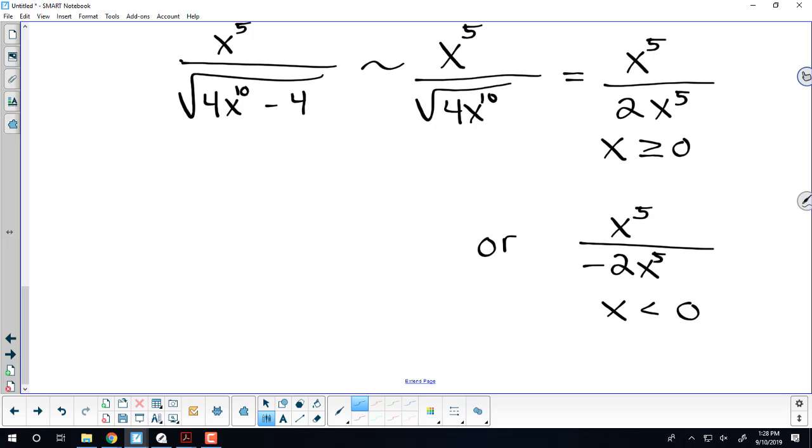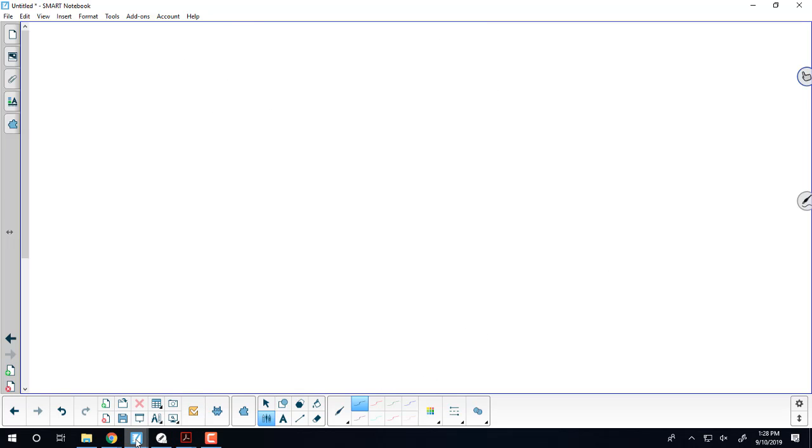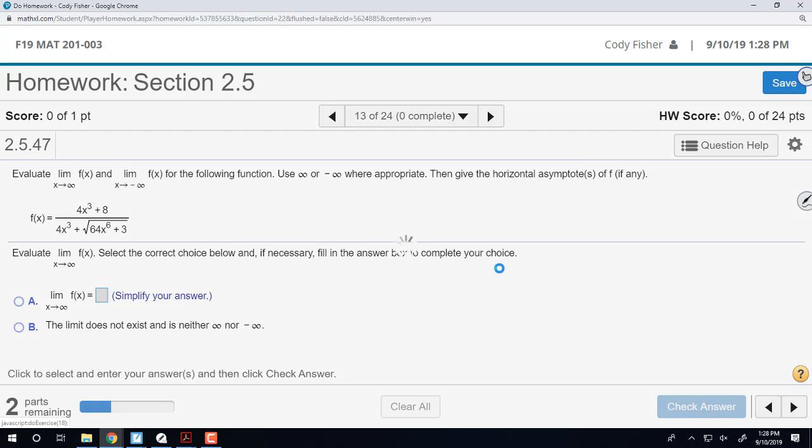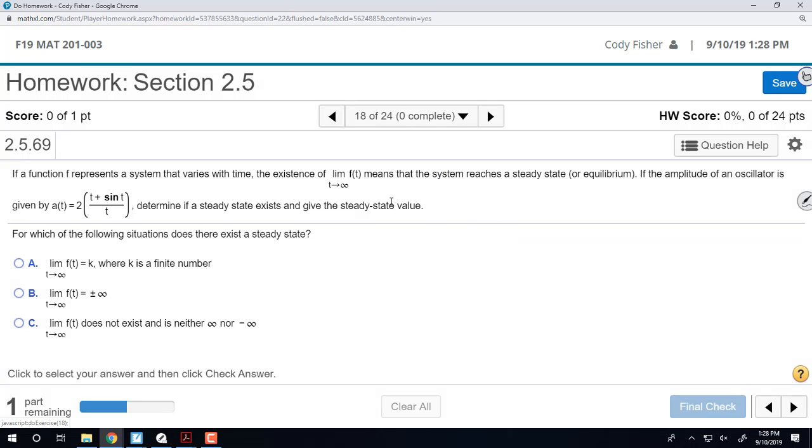Other homework questions? Yeah, on 2.5, number 18. I don't get how the sign cancels in this case, because it came out to just one. The limit? Yes, so it'd be where k is a finite number.